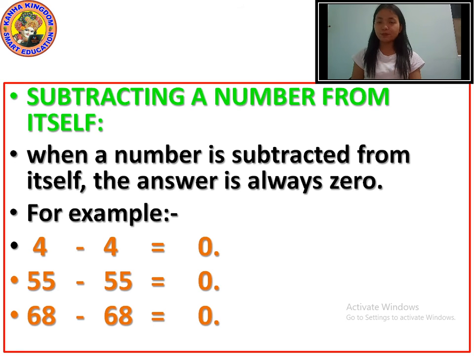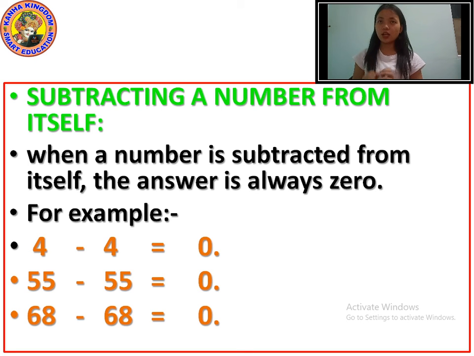For example, 4 minus 4. That means you are subtracting 4 from 4. So while subtracting 4 from 4, we will get 0. Obviously 0, because we are subtracting the same number from each other. That means when a number is subtracted from itself, the answer is always 0. For example, when you subtract 4 from 4, you will get 0 as an answer.